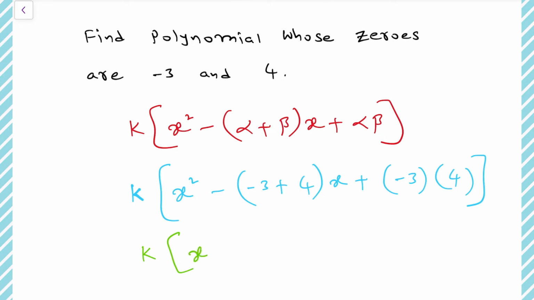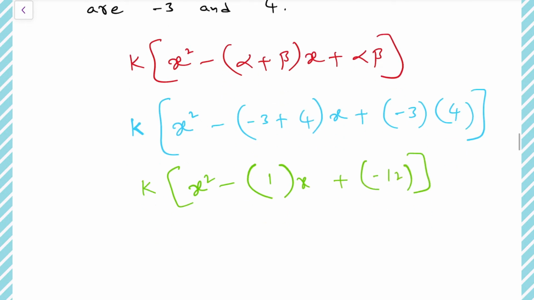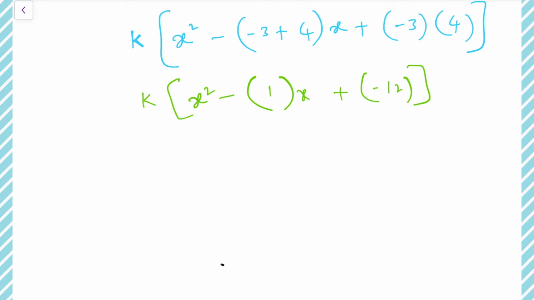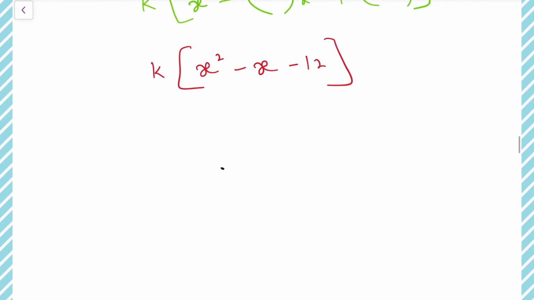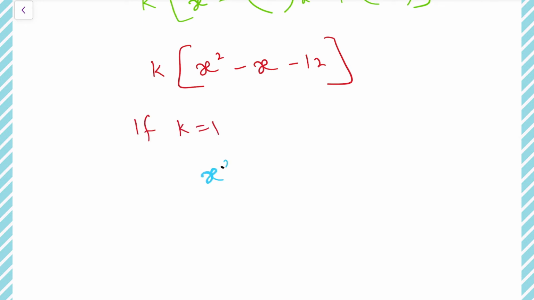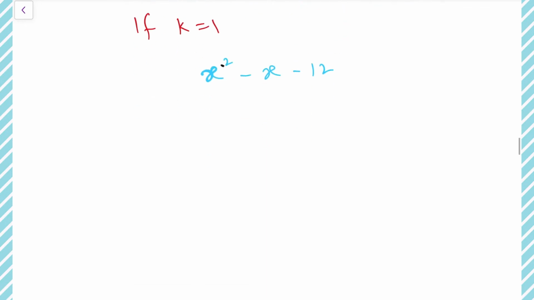K into x square minus 3 plus 4, 1, into x plus minus 3 into 4, minus 12. K into x square minus 1 into x plus minus 12. Here the denominator is not there, so whenever we don't have a denominator, we need to take the k value as 1. So if k equals to 1, then our polynomial will be x square minus x minus 12. So the required polynomial is x square minus x minus 12.